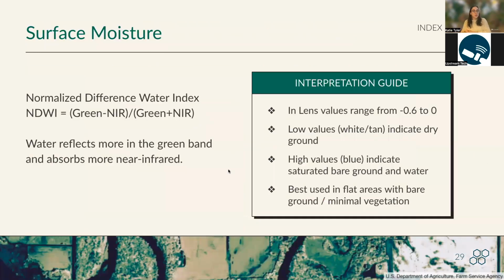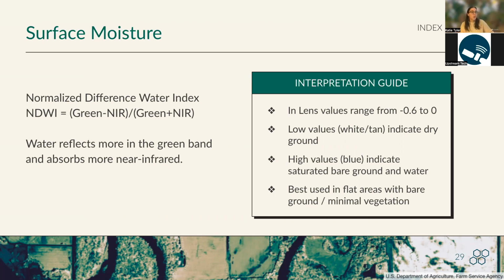So surface moisture and surface water, the next 2 index layers, these are both based off of the same index, normalized difference water index, NDWI. And this equation is a similar structure to NDVI, but it uses green and near infrared bands. This is because water reflects more in the green band and absorbs almost all near infrared.